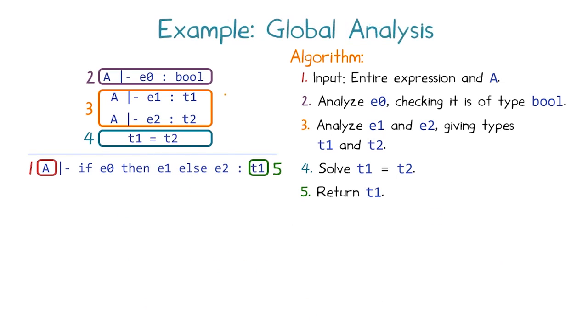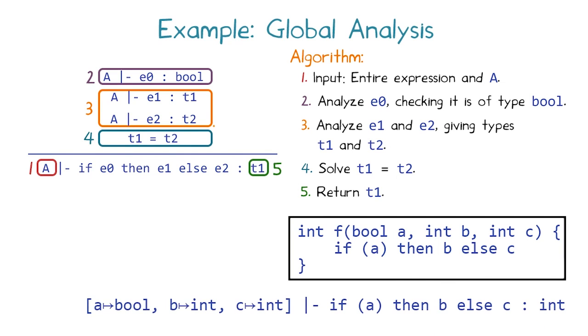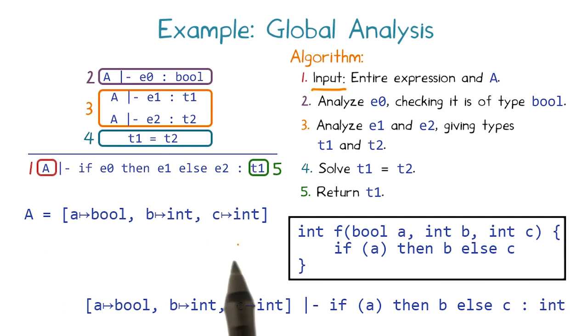Let's look at an example of global analysis in action. Consider the following program, which consists of an if-then-else expression. We will show step by step how global analysis derives the following type judgment for typing this expression. We start out with the input as this entire expression and this environment A, which comes from the signature of function f. This environment summarizes the result of the analysis of the rest of the program in the following sense. Whenever f is called from the rest of the program, A can be assumed to be of type Boolean and B and C to be of type integer.